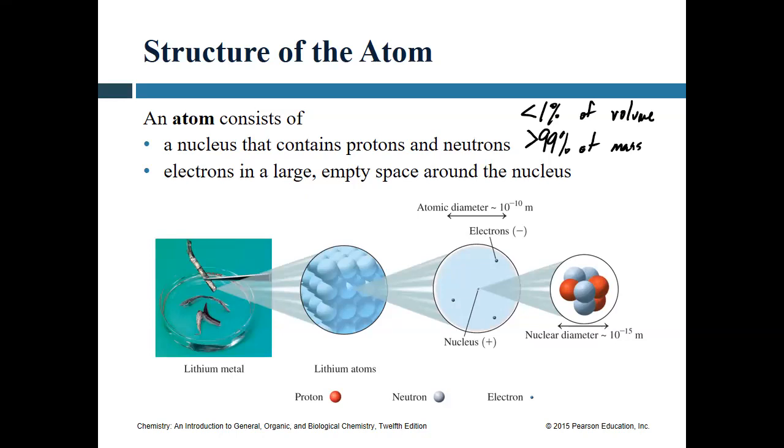The electrons, on the other hand, exist in kind of the opposite space. Electrons are over 99% of the volume of an atom, but less than 1% of the mass. Why that big disparity? Why that large difference? Well, that electron repulsion really does force those electrons to spread out from each other. And so the resulting atom is huge by comparison.